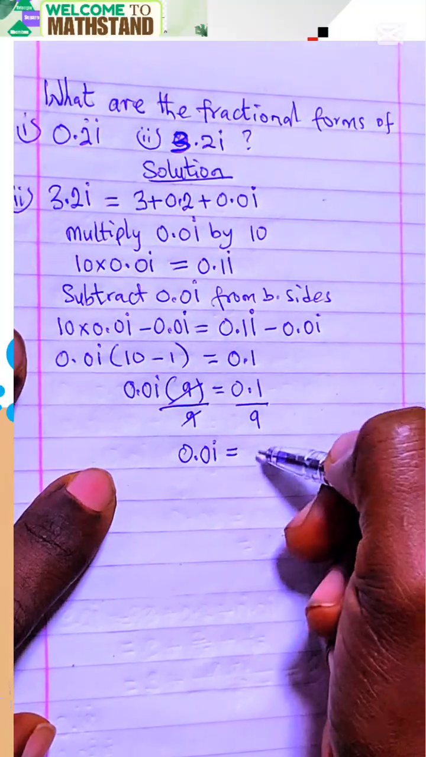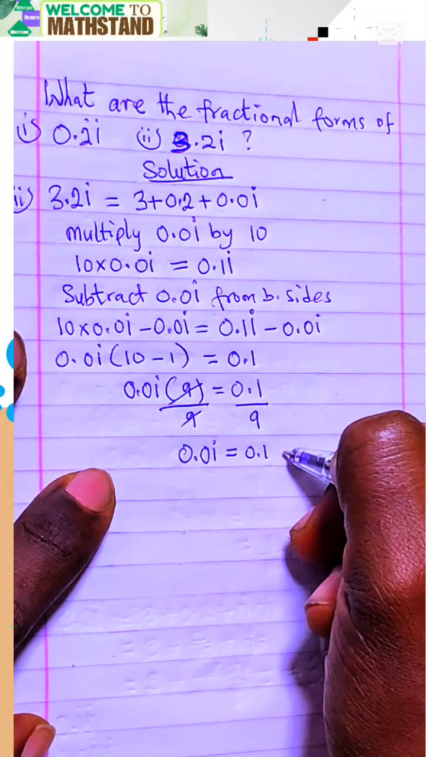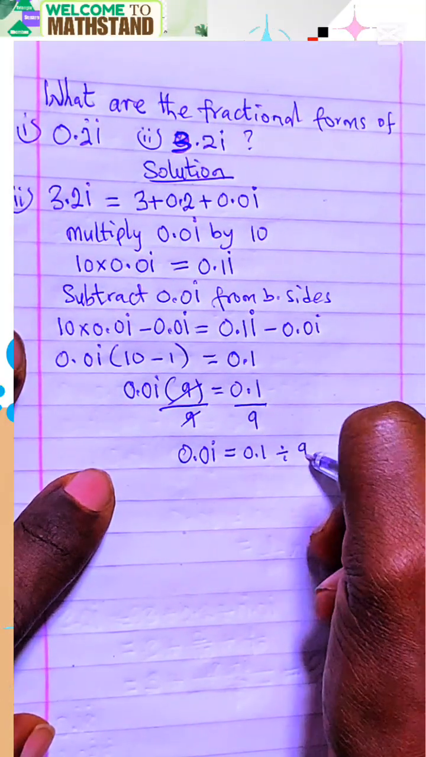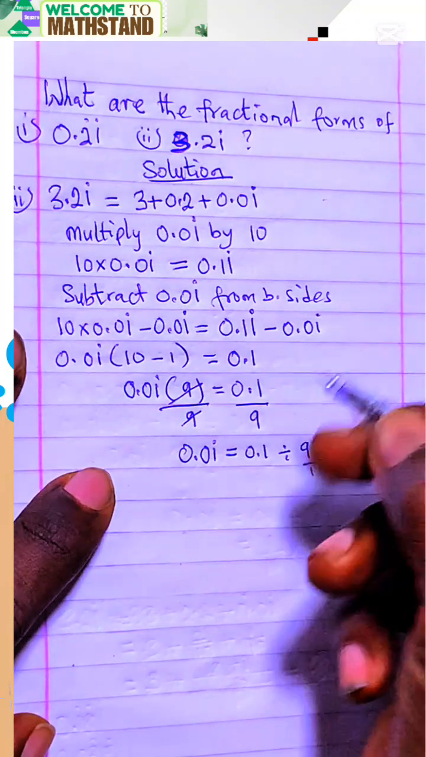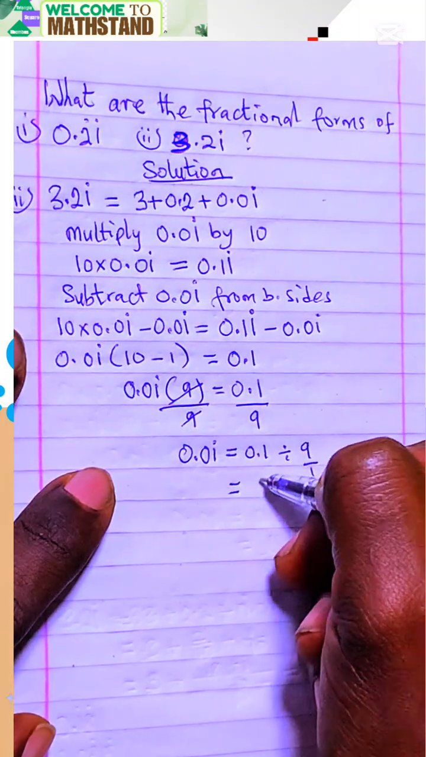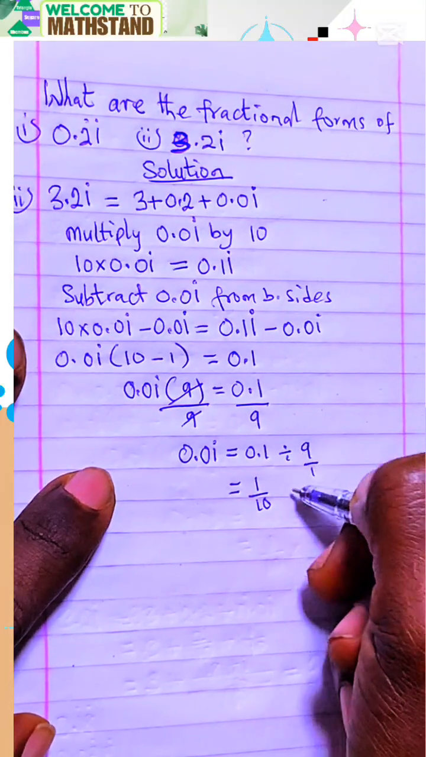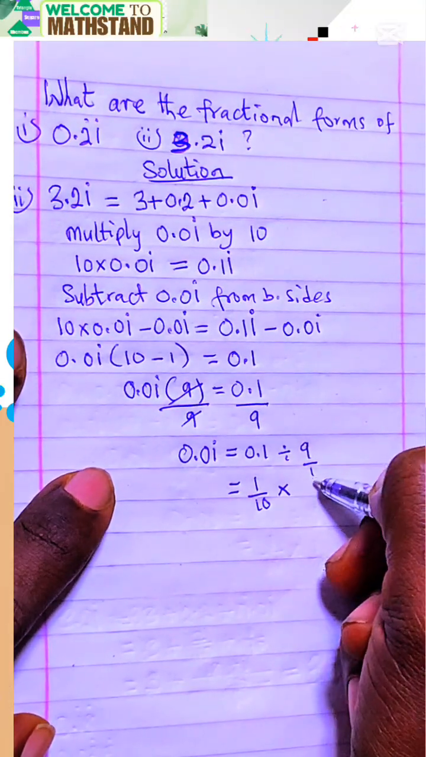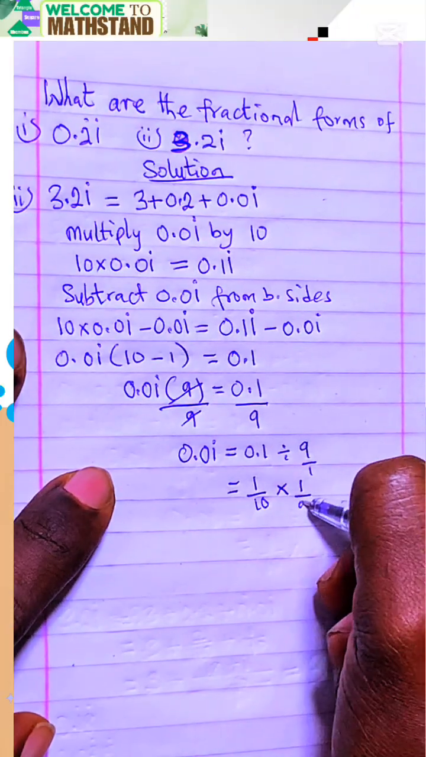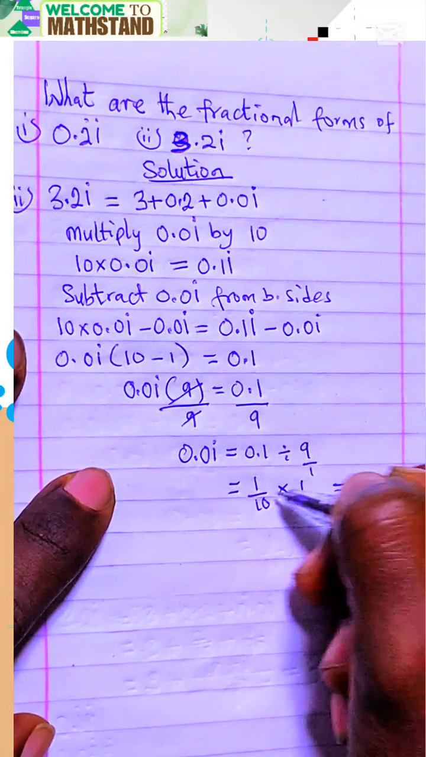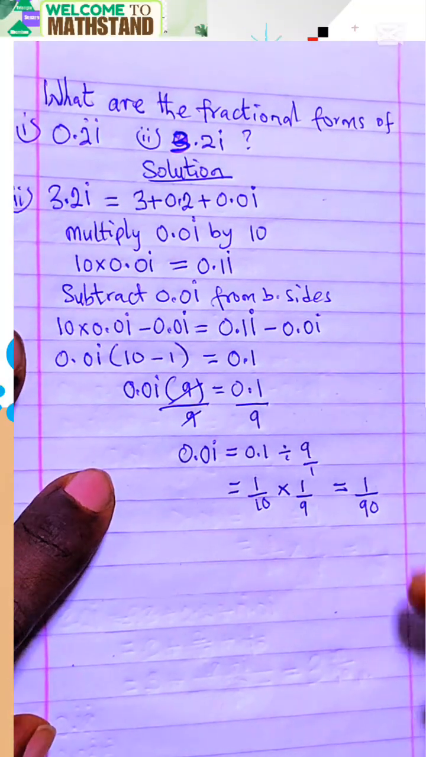So from here we can express this one as 0.1 divided by 9, which is 9 divided by 1. So let's change this one to a fraction as well. So we have 1 over 10. That 0.1 is the same as this. So change the division sign to multiplication, then the fraction turns upside down. That is the reciprocal of 9 over 1. So you multiply it out. 1 times 1 is 1. 10 times 9 is 90. So that's the fractional part.